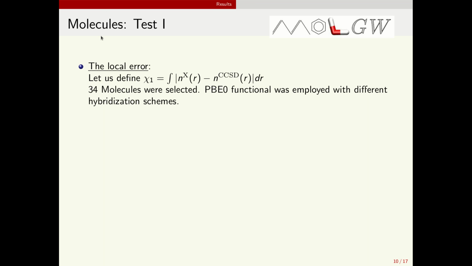So now let's move to our tests. For our first test, we use small GW to test on molecules. We implemented this scheme and we analyzed the local error. We define the local error as the integral of the difference between a trial density and our reference density, which in this case is taken at the coupled cluster level. We use 13 molecules in this test, and the PBE0 functional was employed with different hybridization schemes.